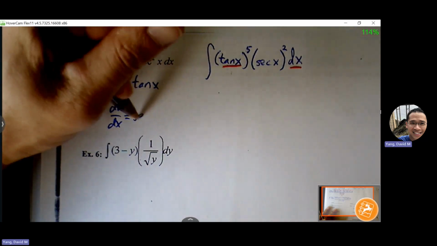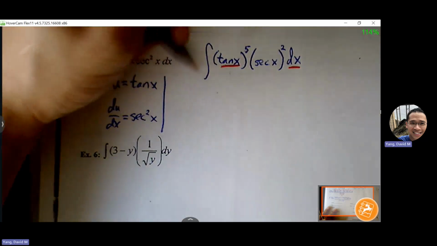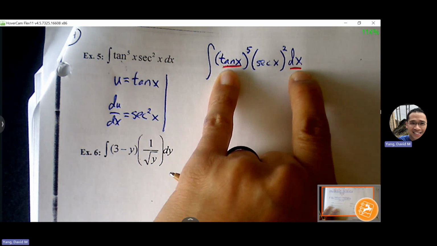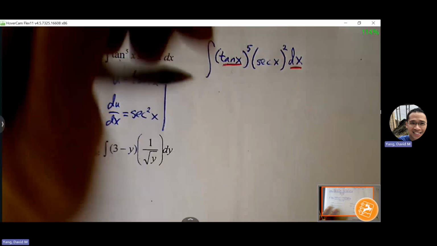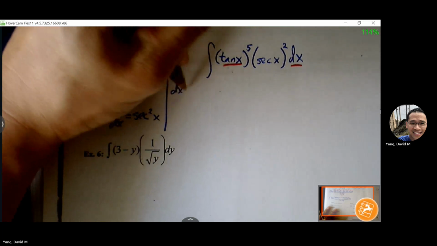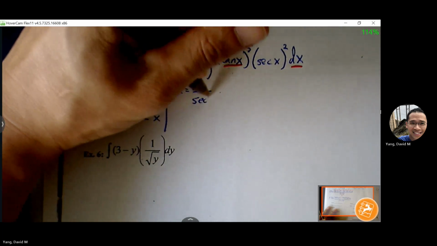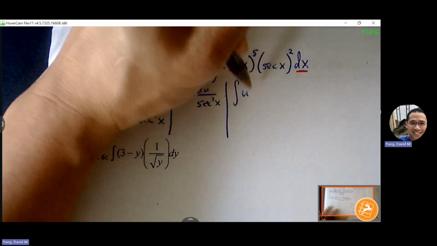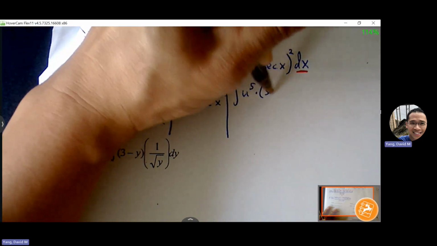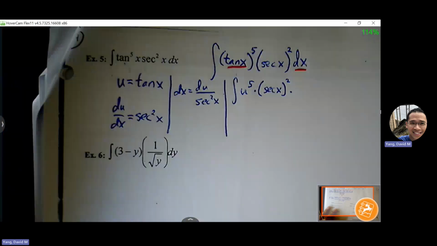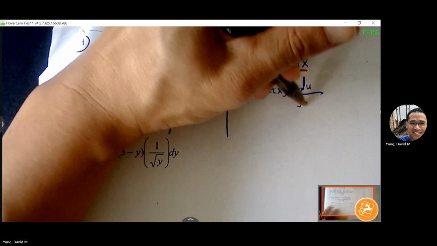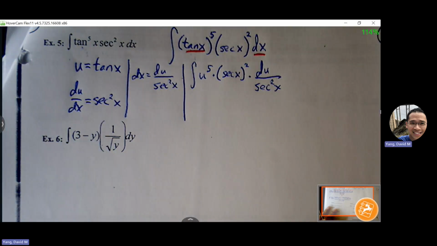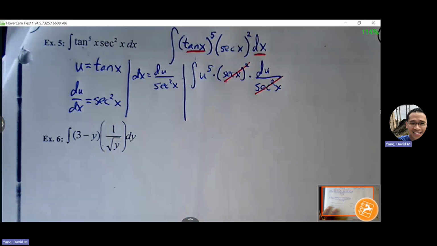Tangent's derivative is secant squared x. Solve for dx. All right, so I underlined the parts that I'm focusing on, right? I just want to replace what I underlined and not try and do too much at once. I underlined the tangent. I can replace that with u to the fifth. Secant x squared, I'm not going to resolve that just yet. dx becomes du over secant squared x. And all the x's go away. Yes, that's a good sign. All right, we know we're on the right track.